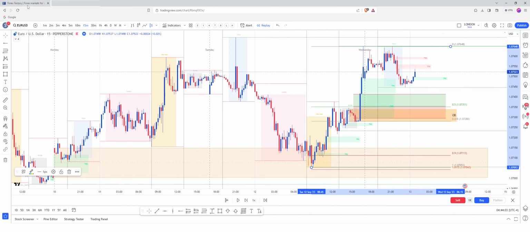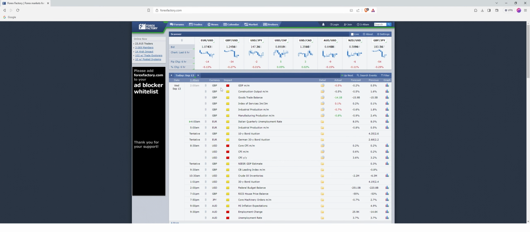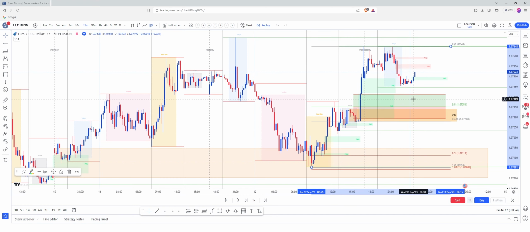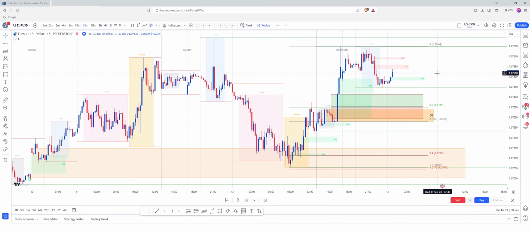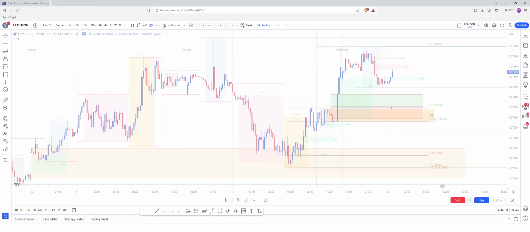One thing we need to be aware of is we do have red folder news at 2 AM on the pound. Pound news will affect euro as well, so we do need to be aware of that, which means any trades before 2 AM, I'm not really going to be interested in. I don't want to take trades 15 minutes either side of a news drop. So we're more than likely going to be looking for a 2:30 to 3 o'clock trade based on when the news is going to drop. So let's drop down into the lower time frames now and see how the session unfolds.